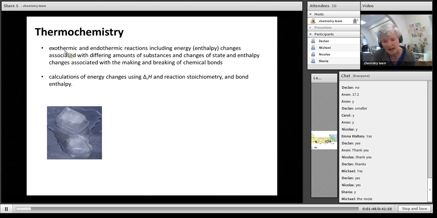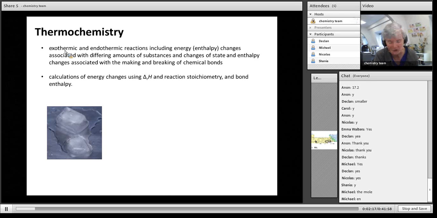If I've got ice melting, now think of where the heat is going. Is the heat going out of the ice to the surroundings, or from the surroundings into the ice? So is this an exothermic, when the heat is going from the reaction outside, or is it endothermic, when the heat is going from the outside into the system? So you can write EX or EN. What would you like to go for?